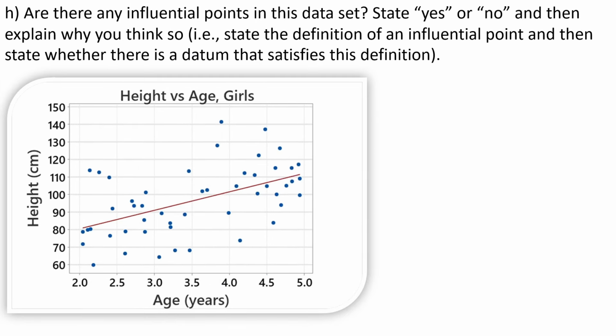Are there any influential points in this data set? State yes or no, and then explain why you think so. And the explanation is basically you can state the definition of an influential point, and then state whether there is a datum that satisfies this definition.